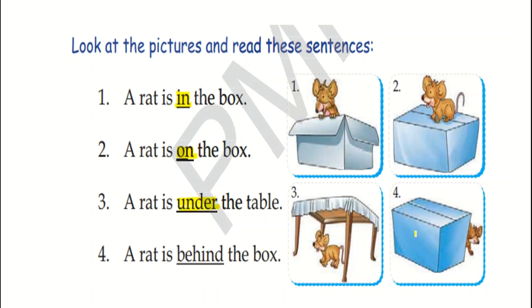See the last picture, picture 4. Let us read sentence 4. A rat is behind the box. So children, in all these four pictures, the position of the rat is different. And accordingly, we have used the position words in, on, under, behind.